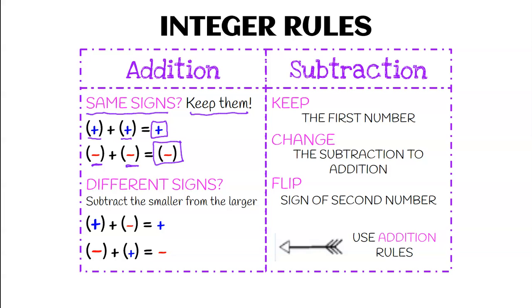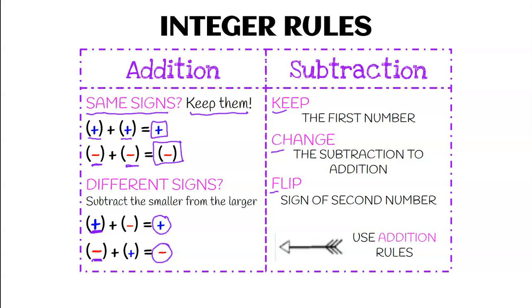Different signs, we subtract the smaller from the larger. And if it's a bigger positive number, the answer will be positive. If it's a bigger negative number, the answer will be negative. For subtraction, we use keep, change, flip.